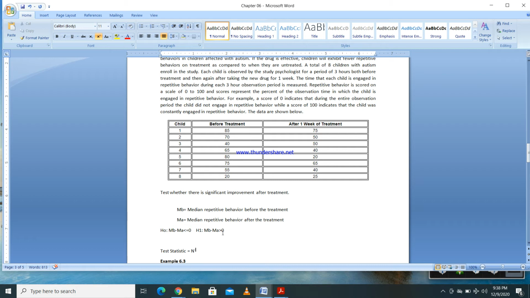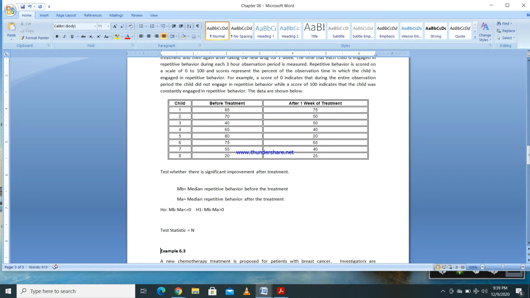If you are doing a two-tailed test, where you are testing for equal, not equal, you have to check the number of positive differences and the number of negative differences, and take the minimum one as your test statistic. Same as we did for the one sample sign test. So we now have to check the positive differences and the negative differences.